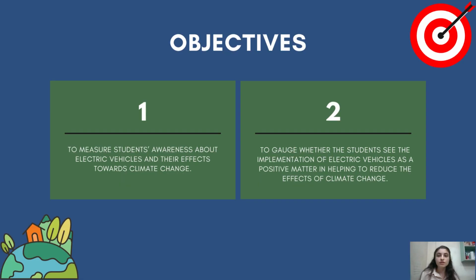So the first one is to measure the students' awareness about the electric vehicles and their effects towards the climate change. And the second objective is to gauge whether the students see the implementation of electric vehicles as a positive matter in helping to reduce the effects of climate change.